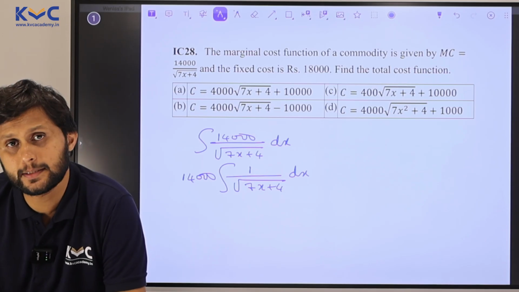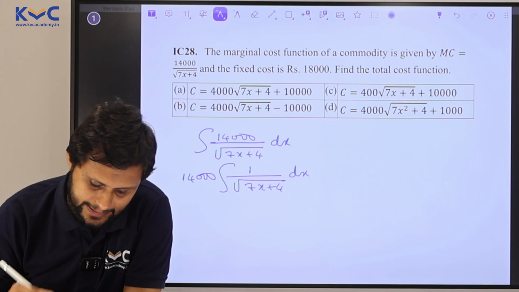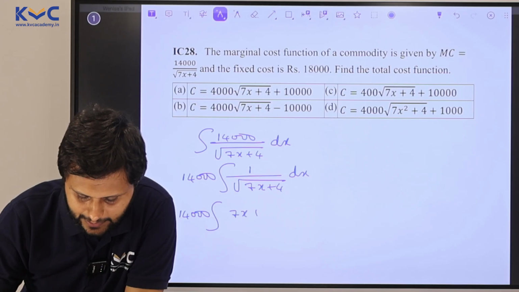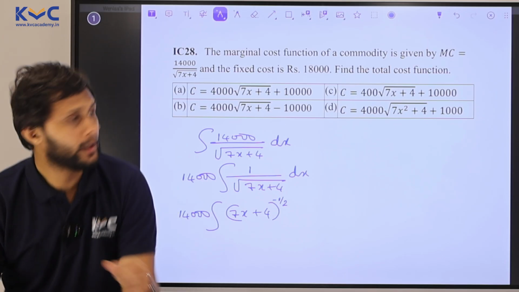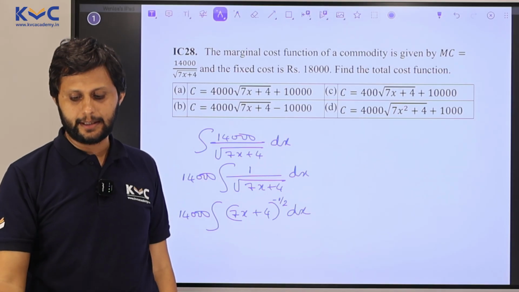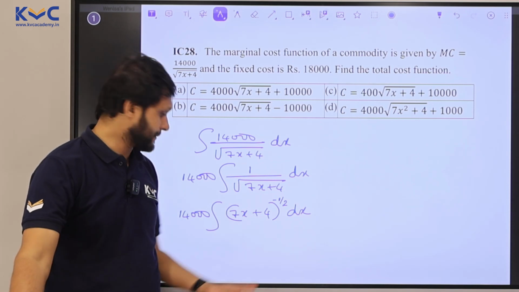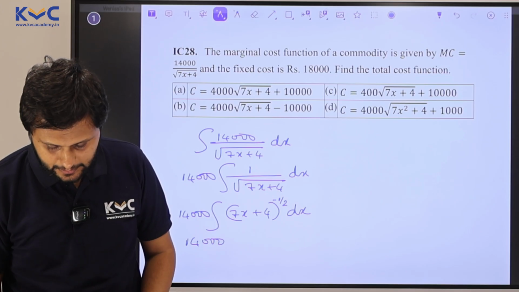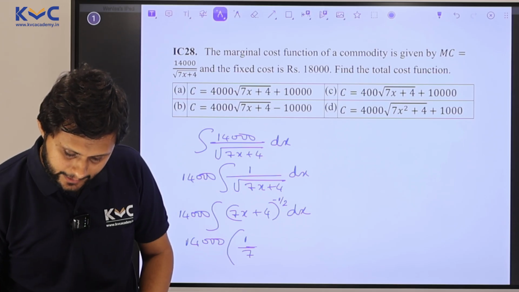How to solve these questions? This is coming from the rule of substitution under integration. So this can be written as 14,000 integration of 7x plus 4 raised to the power minus 1 by 2. Because of the root I would write 1 by 2, but it is in the denominator, so it is raised to the power minus 1 by 2, dx. How to get this answer? Like I have told you, in the rule of substitution, what happens to the coefficient? We'll write 14,000 outside, times 1 by 7. And then what should we do?